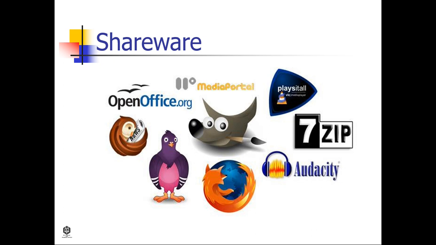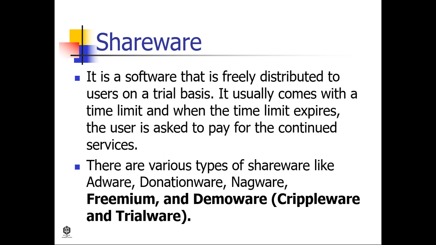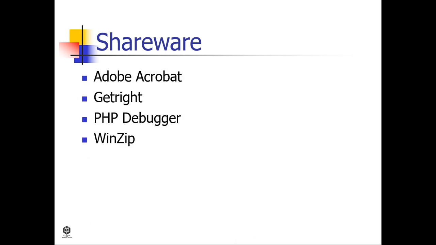Shareware. It is a software that is freely distributed to users on a trial basis. It usually comes with a time limit. When the time limit expires, the user is asked to pay for the continued services. There are various types of shareware like adware, donationware, nagware, freemium, and demoware, or crippleware and trialware. Some examples of shareware are Adobe Acrobat, GetRight, PHP Debugger, and WinZip.